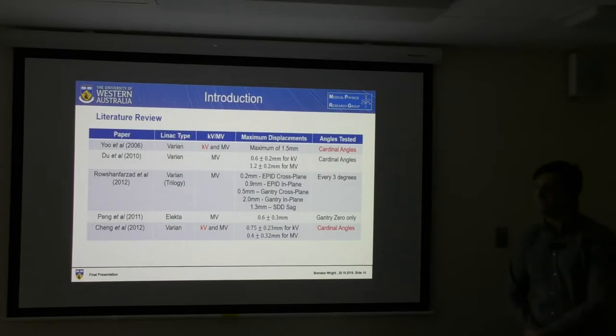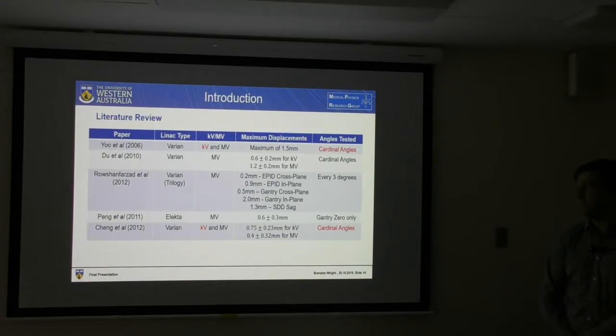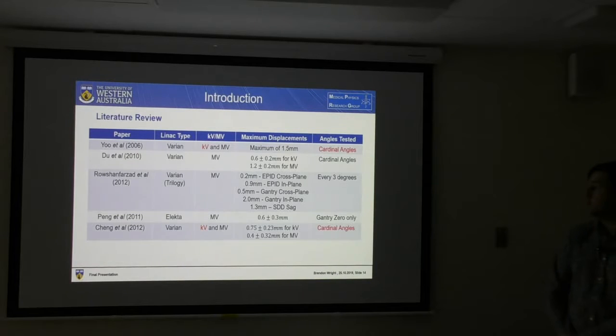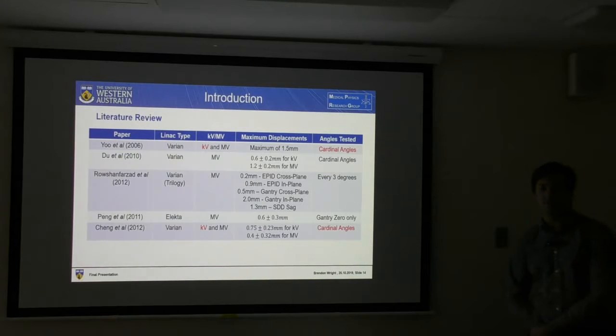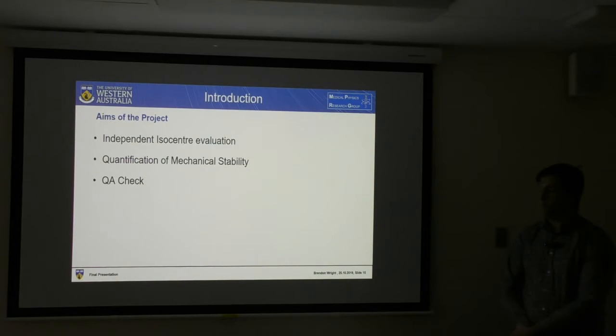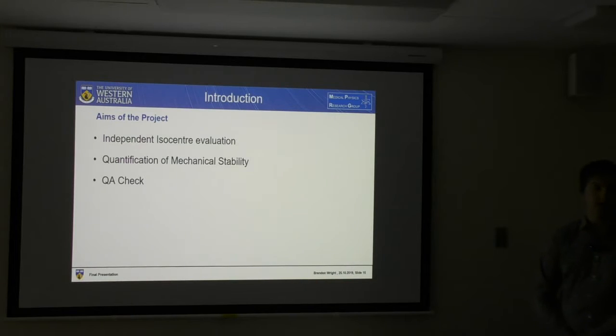In terms of previous existing literature that is done for KV and MV imaging systems in isocentricity, there are only two main literature reviews which have done any sorts of investigation into the accuracy of KV imaging systems, and both of these are limited to only looking at the cardinal angles of the imaging systems themselves. So the aim of this project was to determine an independent isocentric evaluation method which can quantify the mechanical stability of both the KV and MV imaging systems and could potentially be used as a quality assurance check.